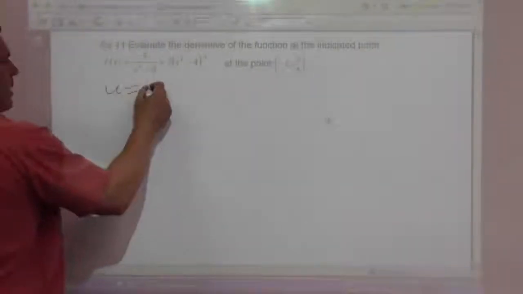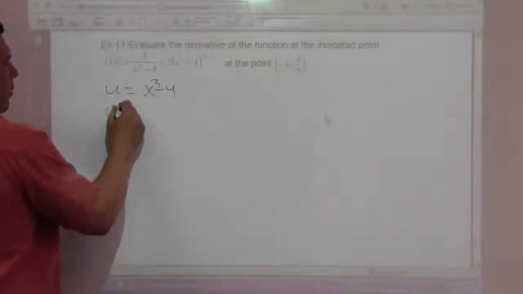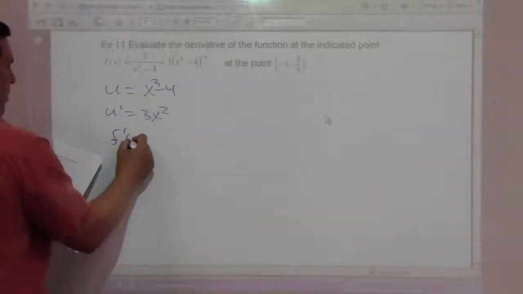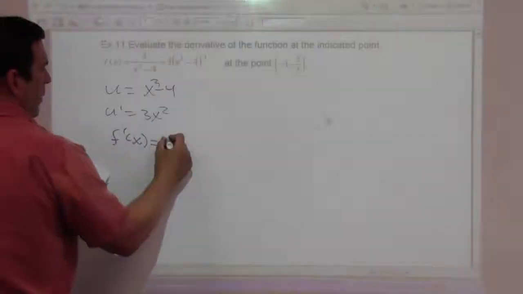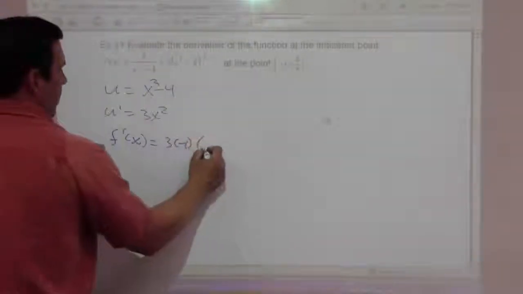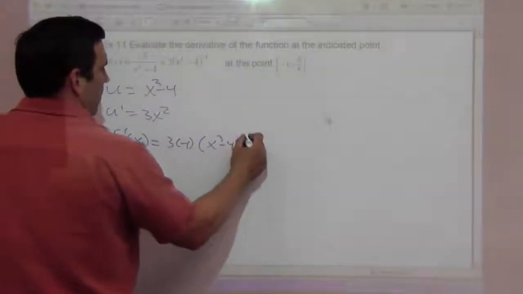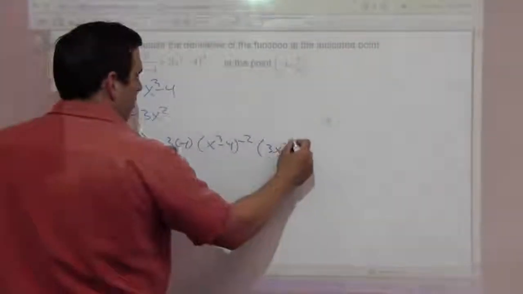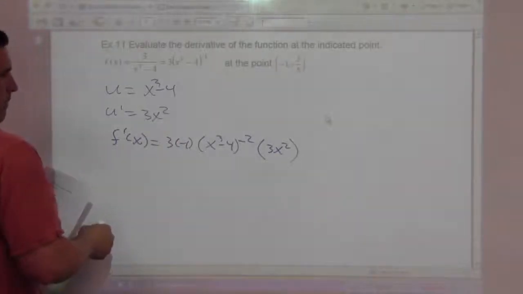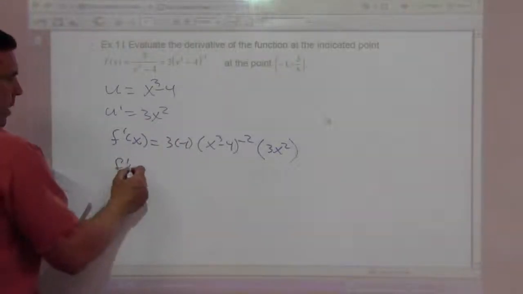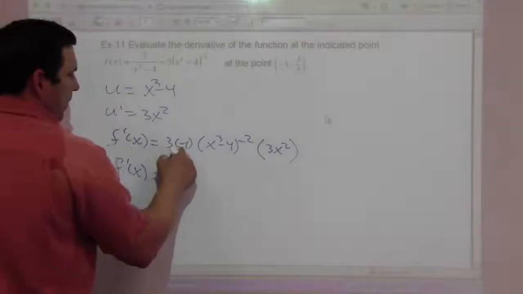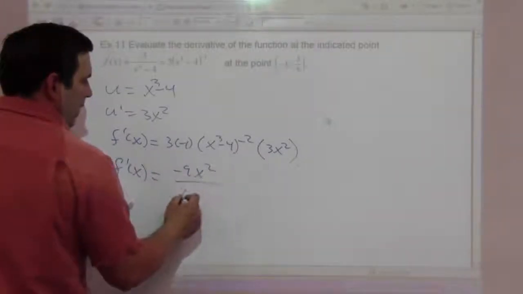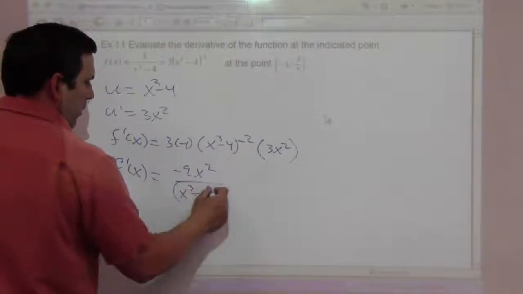So if our u is the inside part, x cubed minus 4, our u prime is 3x squared. So f prime of x is going to be 3 times negative 1 times x cubed minus 4 to the negative 2 times this derivative, which is 3x squared. So f prime of x, negative 3 times 3 is negative 9x squared over x cubed minus 4 squared.